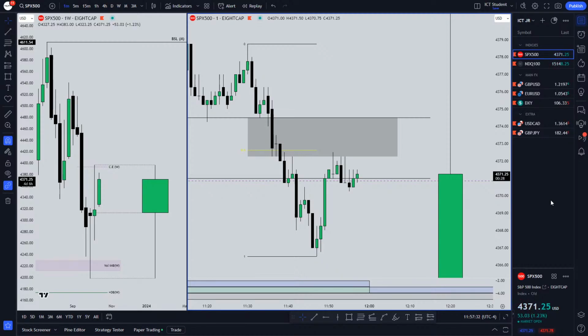So yeah, I'm just watching this right here print. I'm just watching SPX print right now. It's kind of cold in my room. I won't lie, guys, I'm kind of freezing.